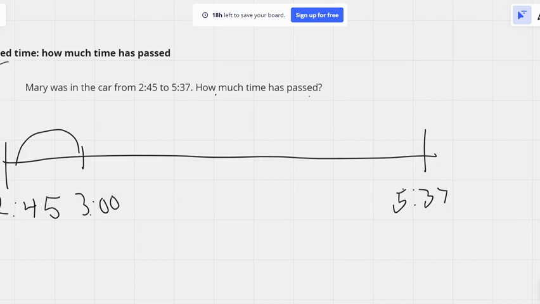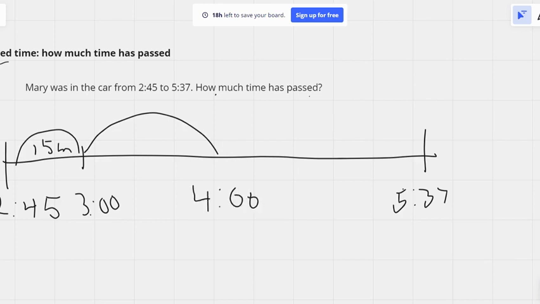Well, from 45 to 60, so I have 50, 55, 60 when the next hour starts. So that's 15 minutes. I'm going to write 15 minutes. So 15 minutes passed, and now that it's 3 o'clock, I can think about the hours more easily. So now I have 3 o'clock. I'm going to go to 4 o'clock.